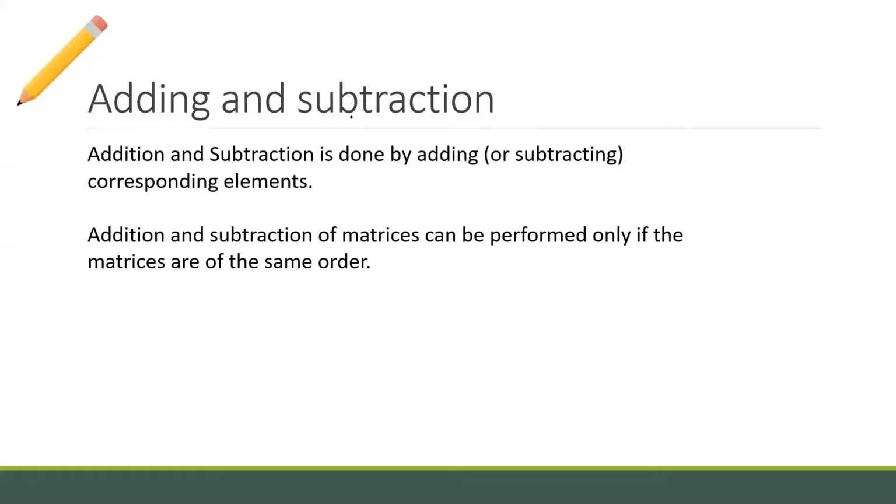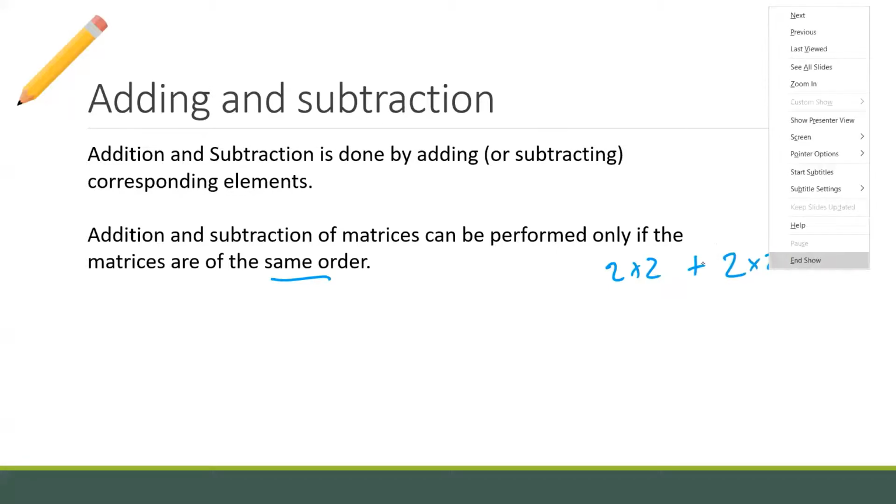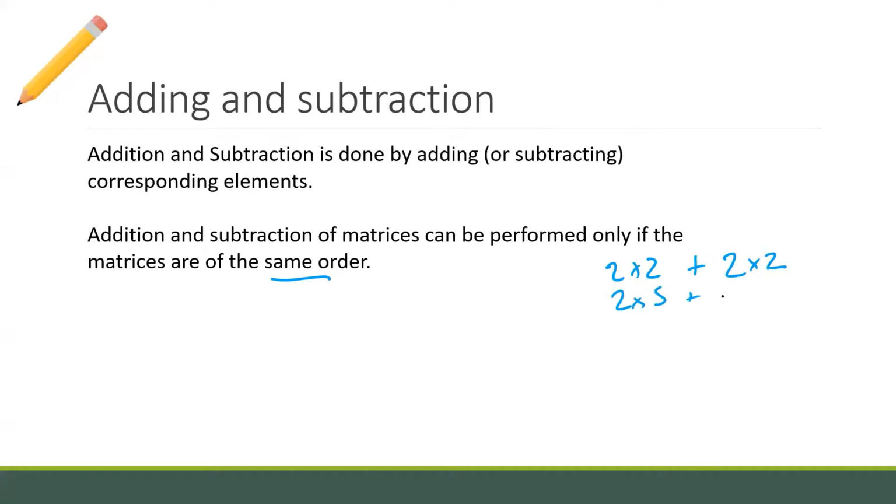Addition and subtraction is done by adding or subtracting corresponding elements. What that means is that addition and subtraction of matrices can be performed only if the matrices are the same order. Now, this is actually really important. If you have a 2 by 2, you can add it to another 2 by 2. That will work. But you can't add a 2 by 5 to a 2 by 2. You can't do that. It's not allowed. And if you think about it, it makes sense that you could only add matrices of the same order together, and how you add them is actually quite simple.